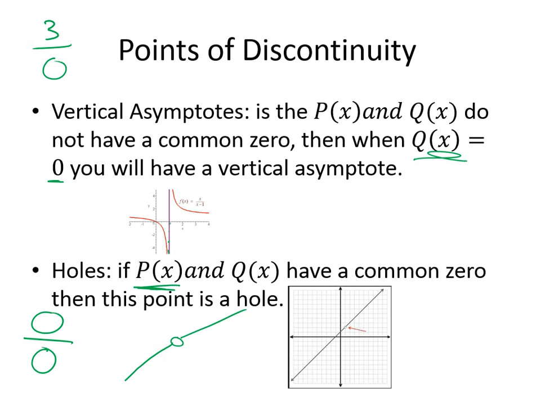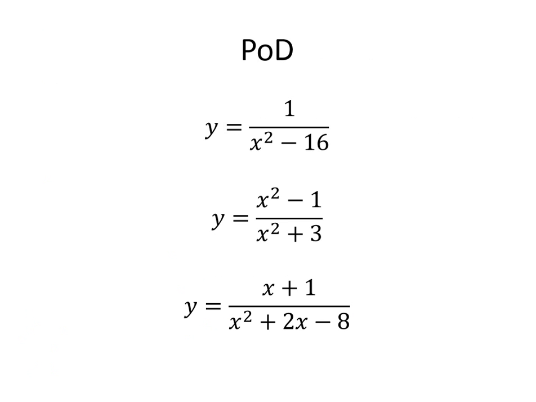So we have vertical asymptotes and holes. So vertical asymptotes, you zero out the denominator. Holes, you zero out the top and the bottom, numerator and the denominator. So let's find the points of discontinuity here. So the points of discontinuity in this first one, we again set the bottom equal to 0, which gets us, looks like x is equal to plus or minus 4. Okay, so that would be our points of discontinuity.